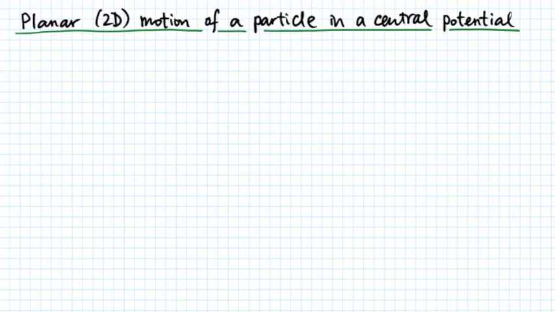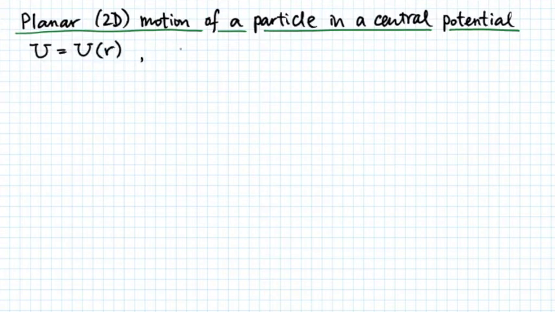2D motion of a particle in a central potential. We are starting to look into an important class of problems when a particle experiences a force due to a central potential. Since we are talking about 2D motion in a central potential, it's most natural to use the polar coordinate system. Potential energy, U, will be just a function of r.